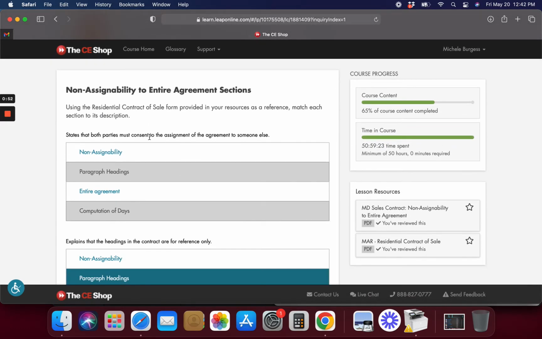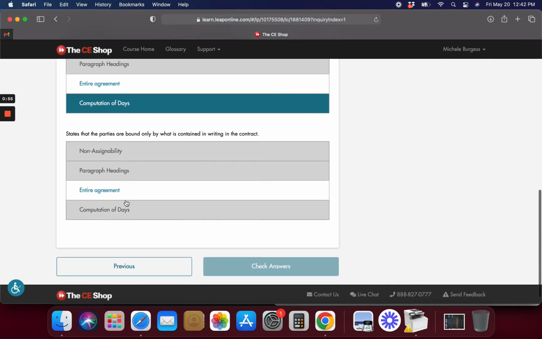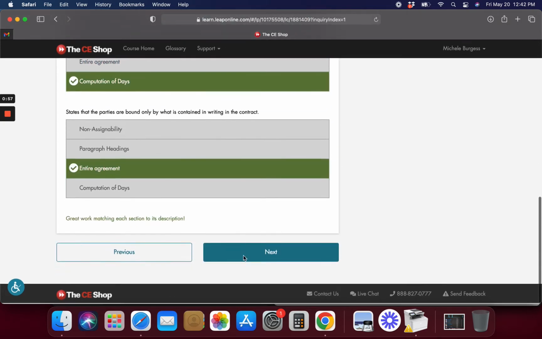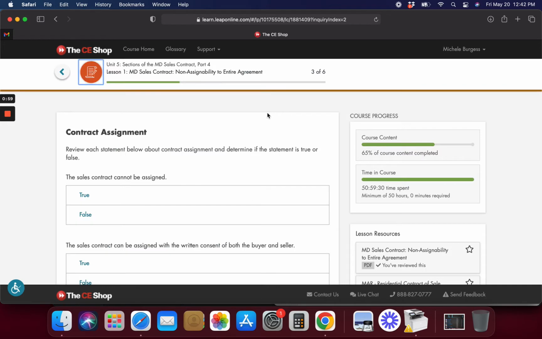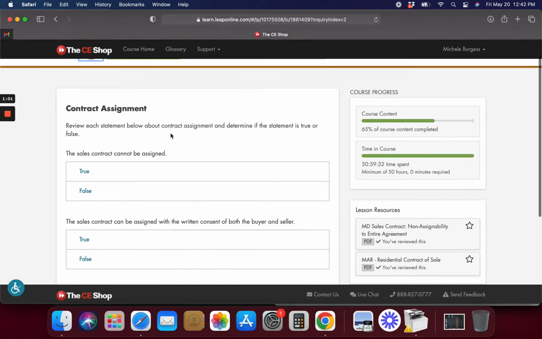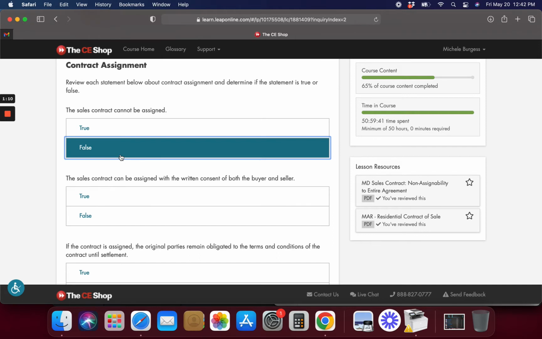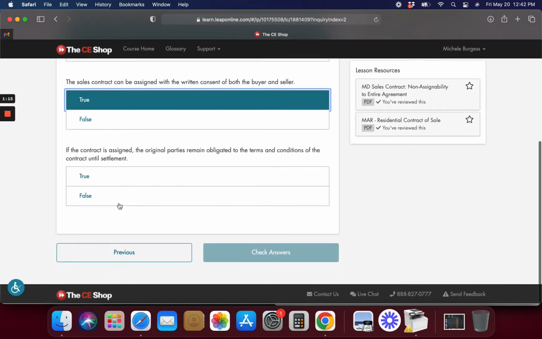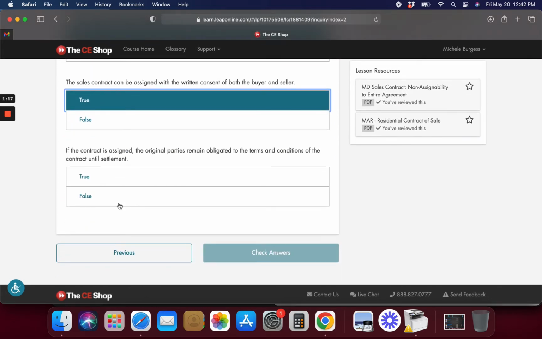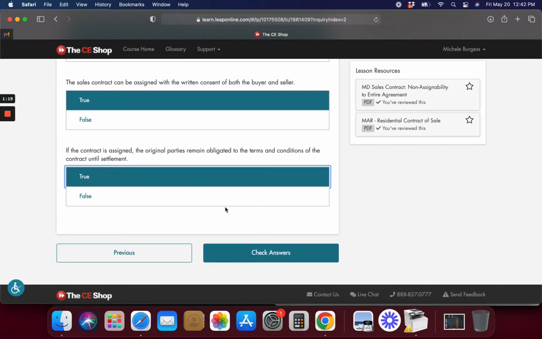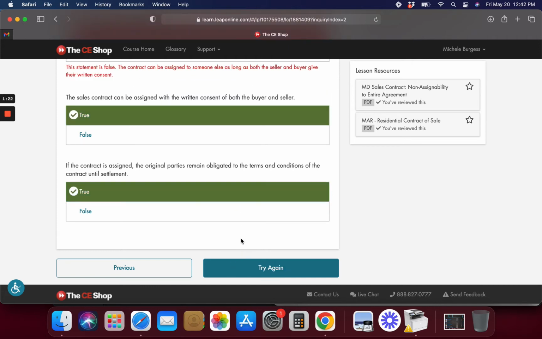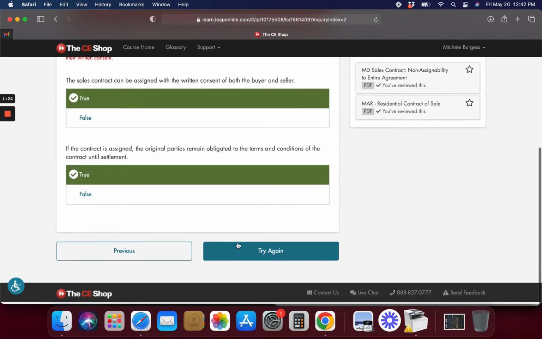Must consent to the assignment of, let's see how we did. Okay, so we got all those right. The sales contract cannot be assigned. I don't know what that means, but I'm going to say no. The sales contract can be assigned with written consent. All right, I'll just put yes on that one. If the contract is assigned, the original parties remain obligated to the terms and conditions of the contract until settlement. Okay, so that one's false. I had it right the first time.